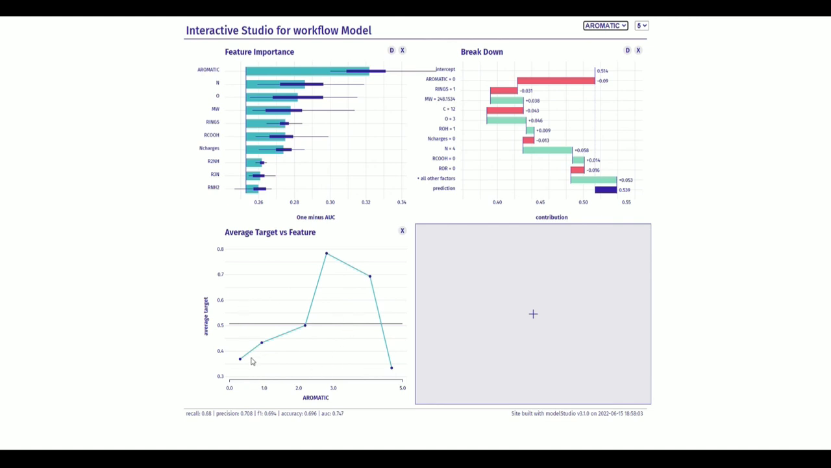We can see there is kind of a horseshoe-shaped response here, where in this middle region, it leads to a higher probability of there being a toxic chemical, and at the extremes of 0 aromatics versus 5 aromatics, there seems to be a lower chance of being toxic.